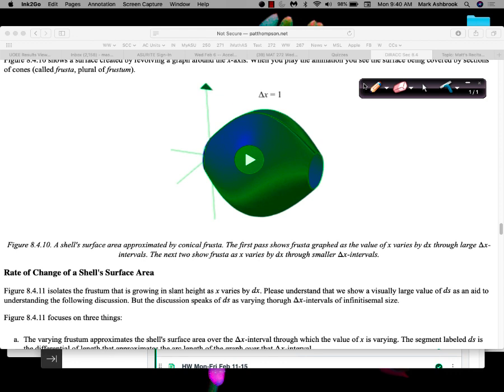Okay, we're talking about surface area, and we said that if we used ribbons based on dx, it didn't work. That would mean sweeping out a circumference parallel to the x-axis in every interval.